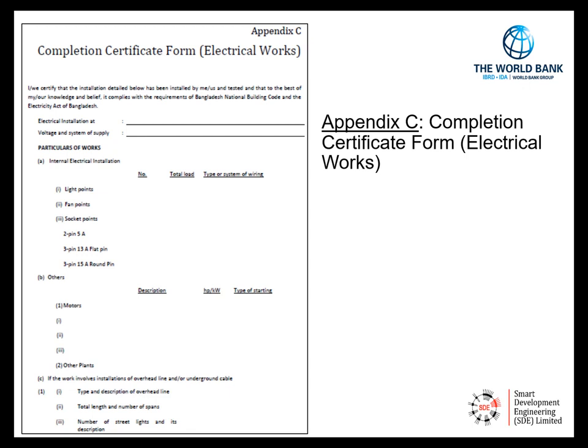Item C, if the work involves installations of overhead line and or underground cable, then information such as the type and description of the overhead line is required, the total length and number of spans is required, and number of street lights and its description. The form is continued on the following slide.